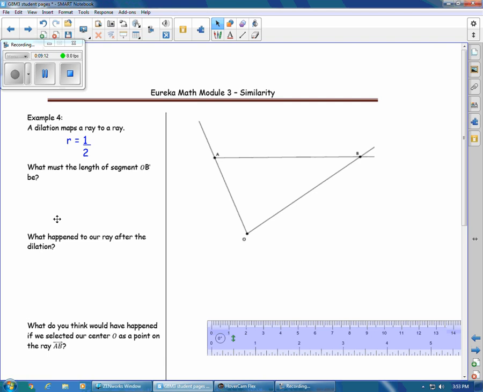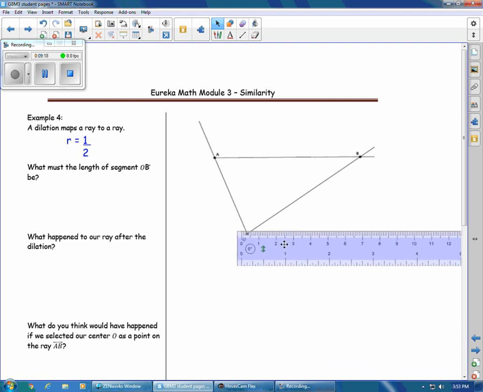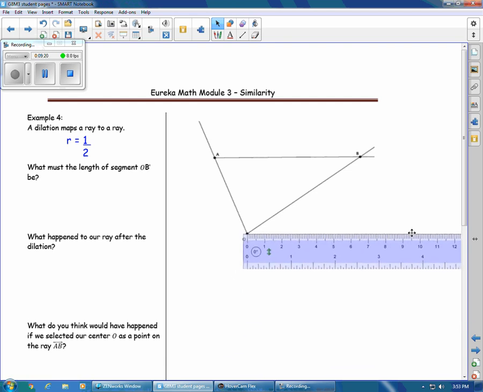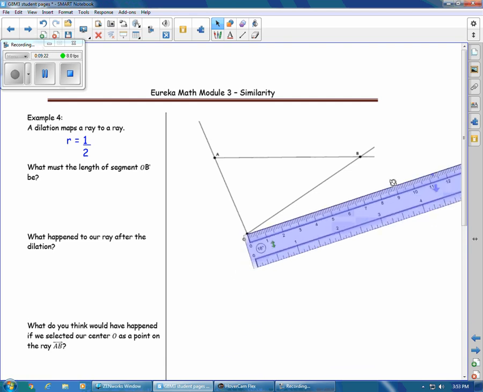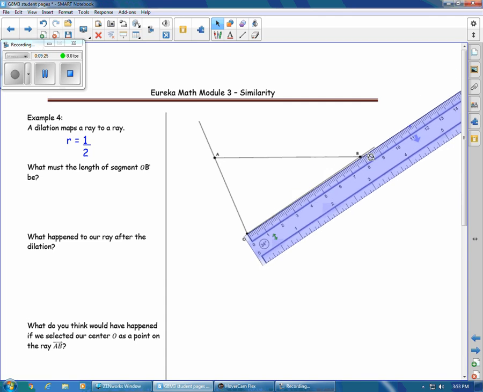Okay. What happens when we have a scale factor that's less than 1? So let's take a look at this here. We have our points A and B, and our scale factor is going to be 1/2. So OB prime is going to be equal to our scale factor of 1/2 times the original length of OB. OB looks like it's 8. 1/2 times 8. So B prime is going to be at 4.